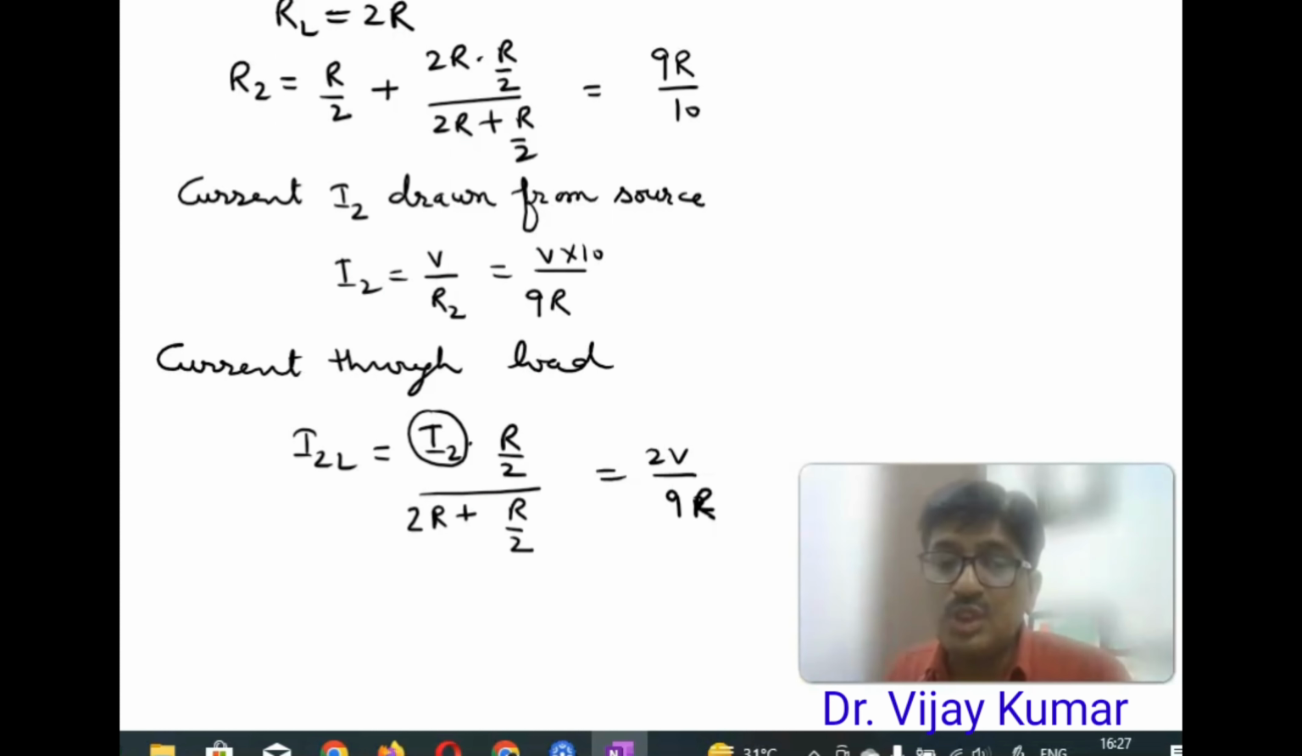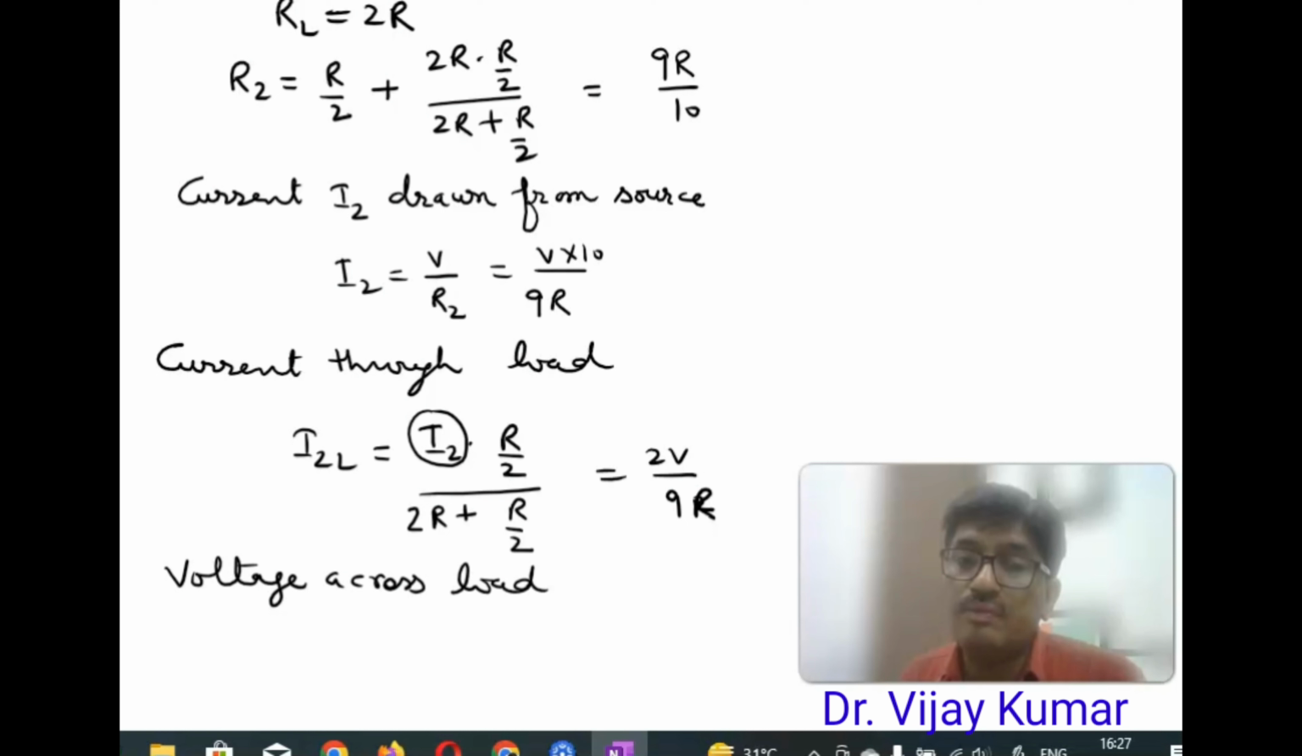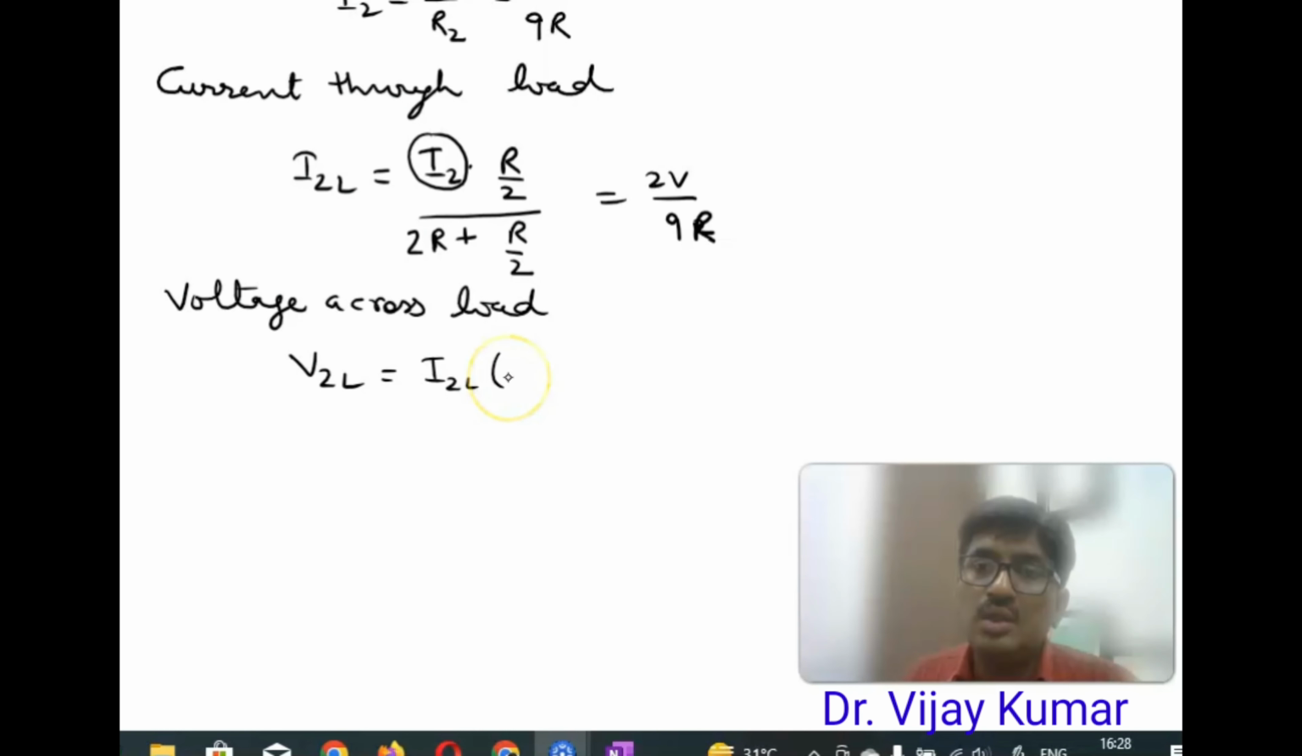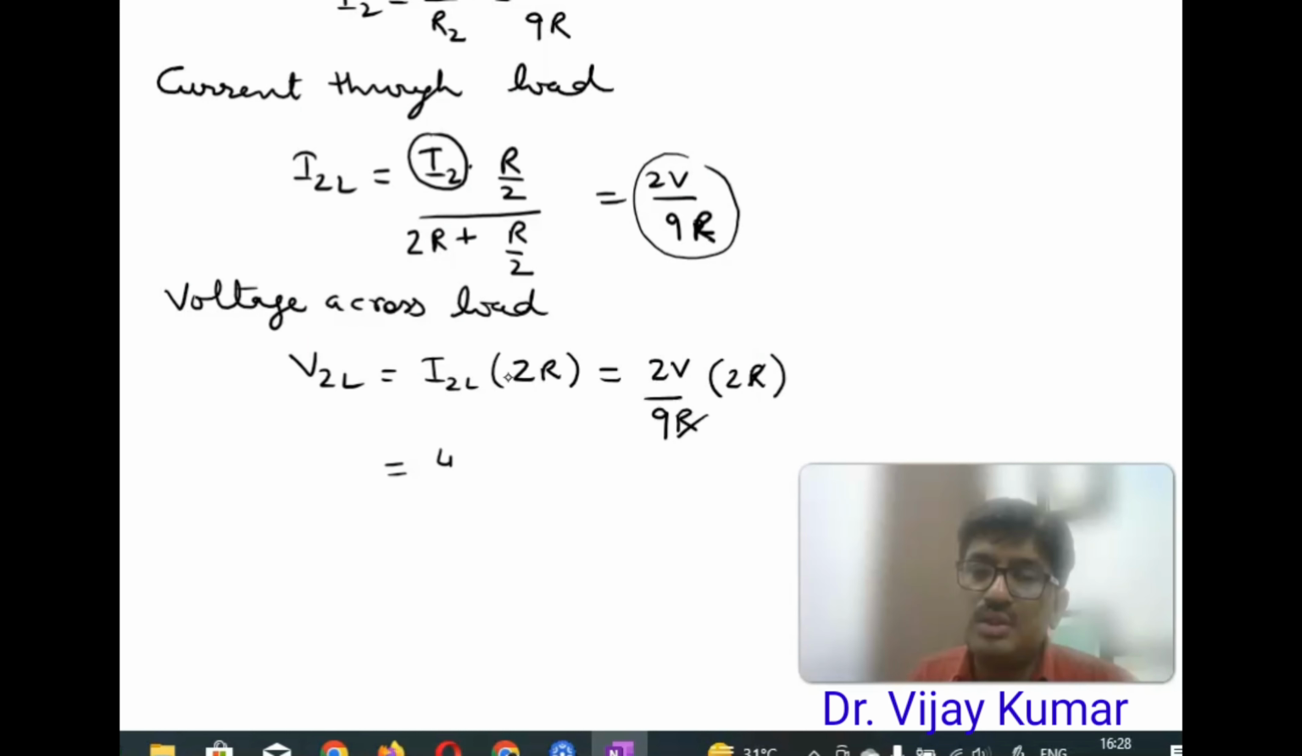And now similarly we determine the voltage across the load, V2L, equal to I2L into the total load resistance, which is now 2R. The value of I2L is 2V upon 9R, so it becomes 2V upon 9R into 2R. R cancels out, so V2L is 4V upon 9.